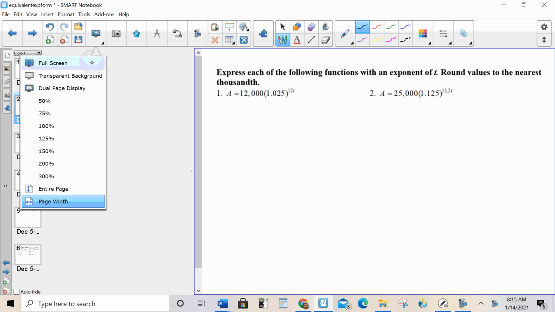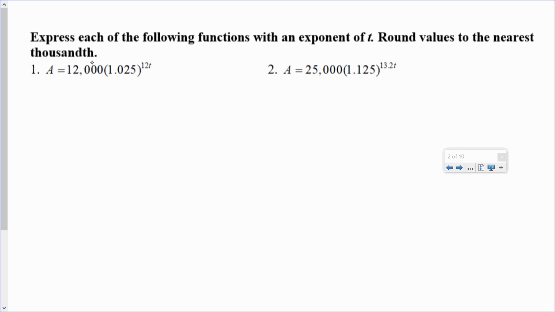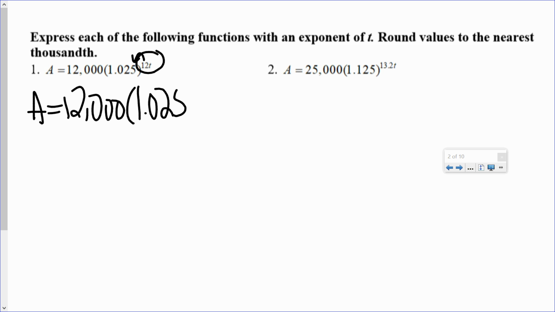And here we go. Express each of the following functions with an exponent of t, round values to the nearest thousandth. Well, I want just t in the exponent. I have 12t. So I'm going to absorb the 12 into the parentheses. So it becomes 1.025 to the 12th to the power of t. Because remember, when we raise a power to a power, I multiply the powers. So if we're going in the opposite direction, when I multiply 12 and t, I would get 12t.